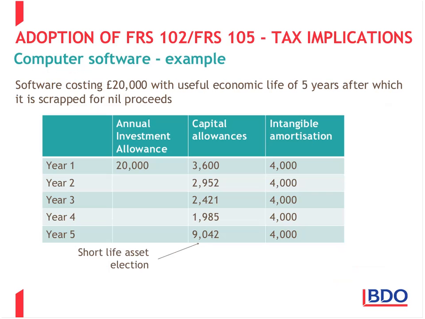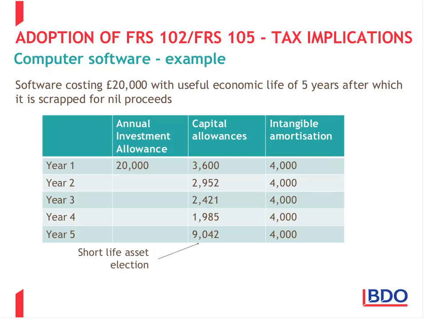Under the current tax regime, capital allowances is probably more favourable if you can claim the 100% annual investment allowance. If you bought software costing £20,000, you'd get 100% annual investment allowance. In the absence of the annual investment allowance, you would get capital allowances on the asset instead. If you had taken the intangible approach, then your intangible would have been depreciated for 5 years, let's say £4,000 intangible amortisation. That would have been your tax deduction.